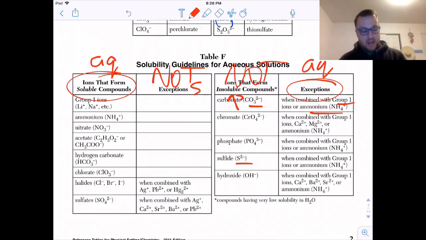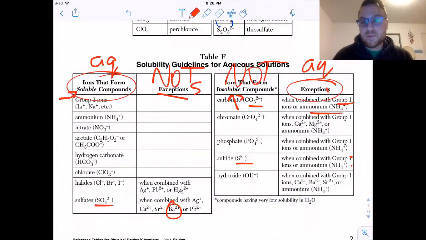Sulfates are always soluble unless there's barium. Barium and sulfate don't go together. They are not soluble. If you form that compound, I shouldn't say they don't go together. They can bond, but when they bond and you try to dissolve it in water, not going to work.